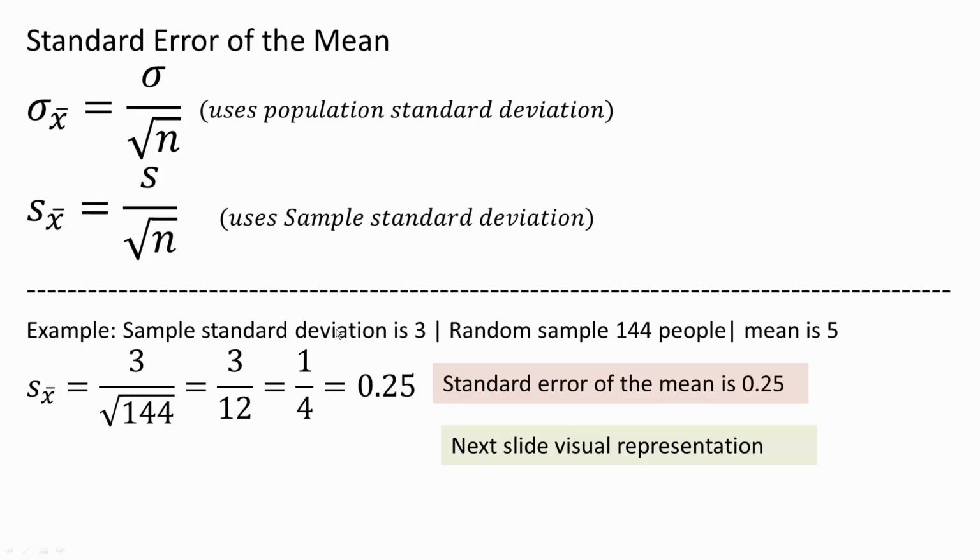The sample standard deviation is 3, the random sample is 144, and the mean is 5, and we want to find the standard error of the mean. In this case, since they give us the sample standard deviation, we have to use this equation right here.